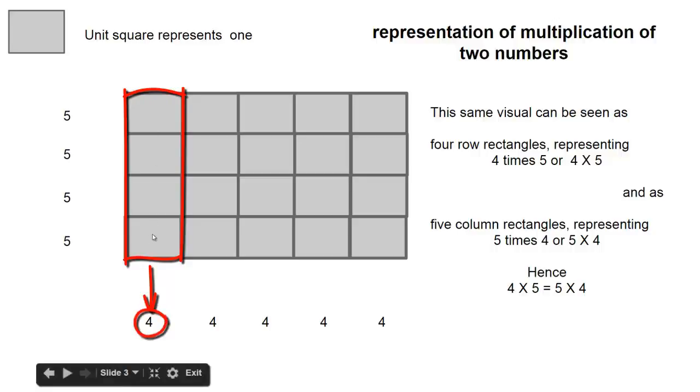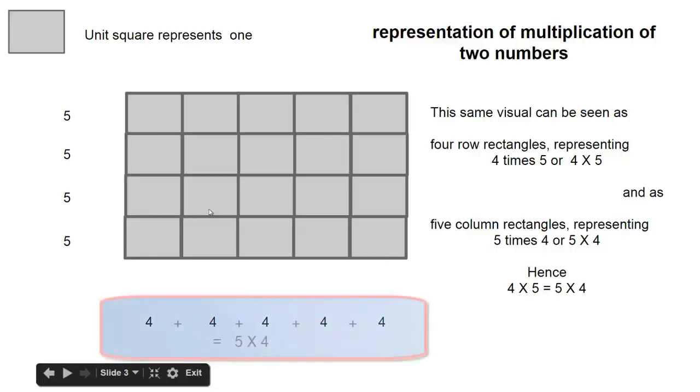And how many such column rectangles can we see here? The first one, the second one, the third one, the fourth one, and finally the fifth one. So we see 5 column rectangles, each representing a 4. Therefore, the whole big rectangle should represent 5 times 4.